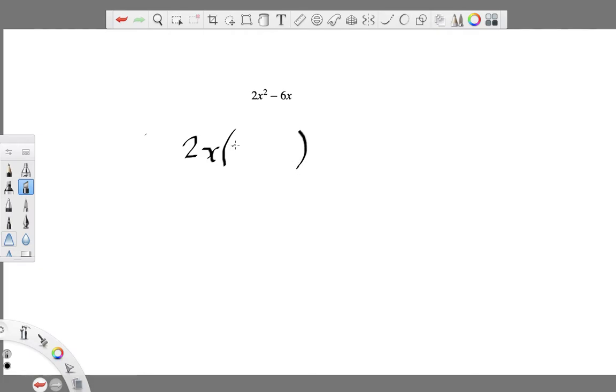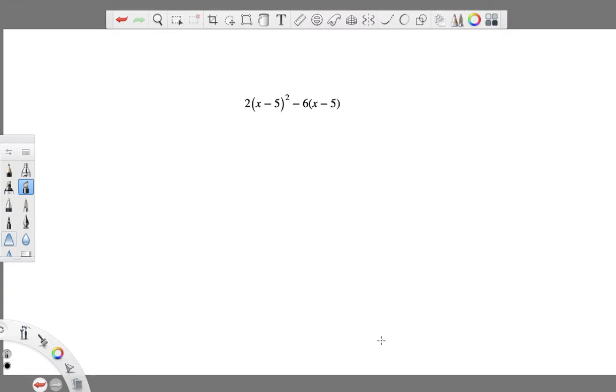And then obviously to get the 2x squared we've multiplied by x, and then to get the minus 6x we've multiplied by minus 3. So that is fully factorised. We can check our answer by expanding the bracket, so we get 2x squared minus 6x. So I just wanted to go through this example first, just to make sure that we know how to factorise, because we're going to need this later on.